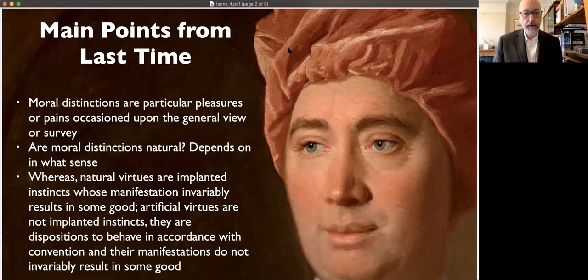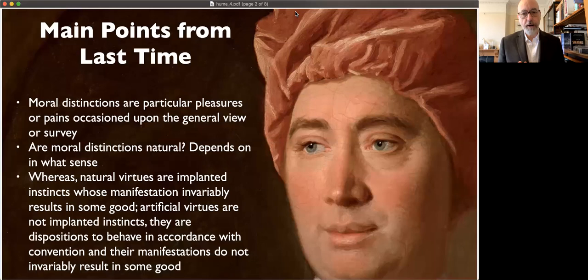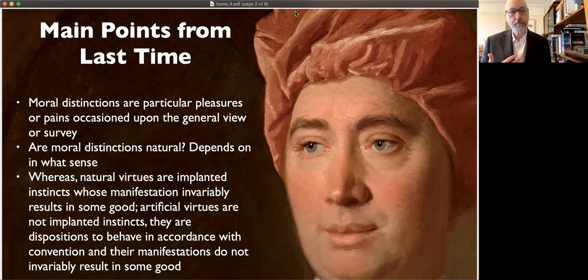I'm going to get started. Last time, we completed Hume's argument in favor of moral sentimentalism over moral rationalism. According to the traditional debate between the rationalists and sentimentalists, this was an issue about whether it was by means of reason or internal sentiment that we distinguish between vice and virtue. Within Hume's framework, that becomes the question of whether it's by means of the relations of ideas or by means of impressions that we distinguish between vice and virtue.